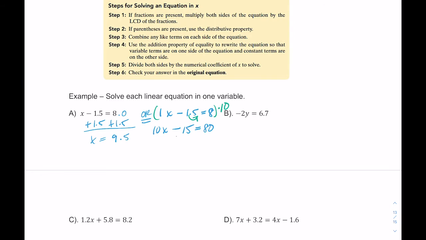And then you would just solve that as you normally would. So we're going to add 15. And the negative 15 and 15 cancel. And we get 10x equals 95. And then we're going to divide by 10. And 95 divided by 10 is 9.5. So you get the same answer. Okay, it's just another method, another way of solving it. So I'm going to use the new method, and this way we can practice that. If you want to solve equations normally without removing the decimal, that's okay too.